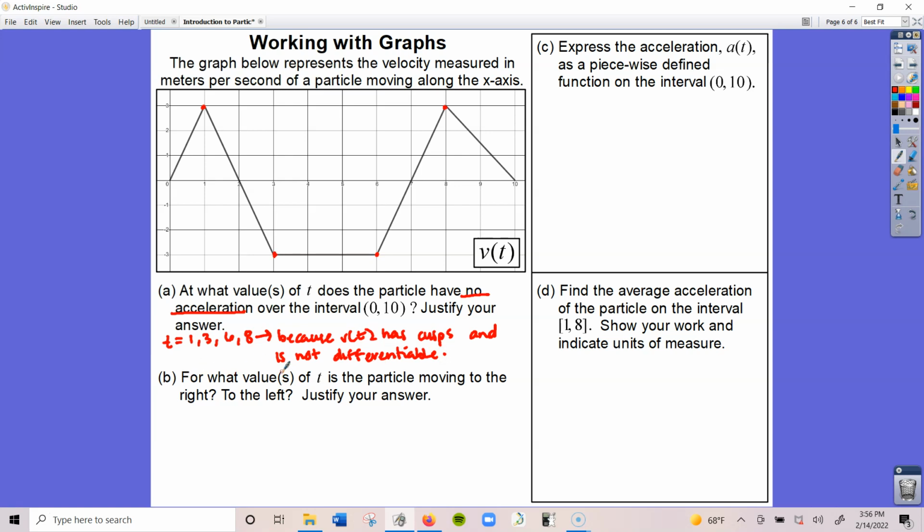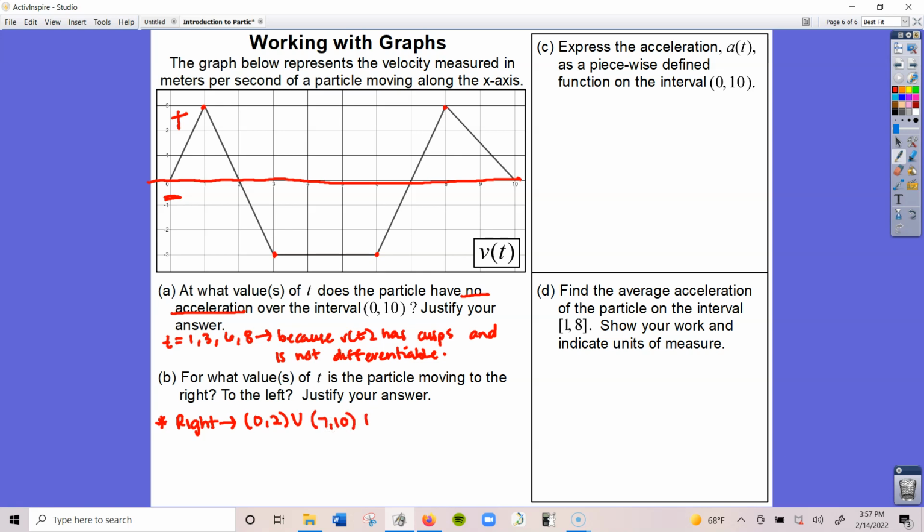For what values of t is the particle moving to the right and to the left? So if it's moving to the right, that means that v of t is greater than 0, meaning it would be above the x-axis. And if it's moving to the left, then velocity would be negative, so below the x-axis. So let's start with moving to the right. Those intervals would be from 0 to 2, and then again from 7 to 10.